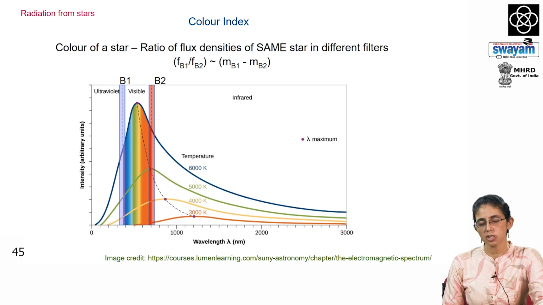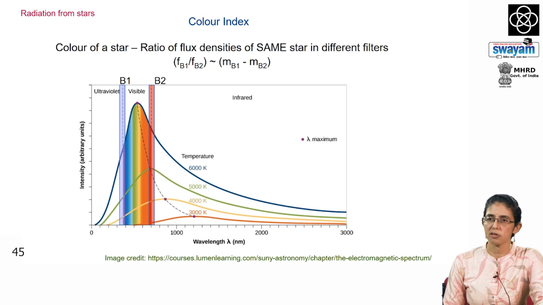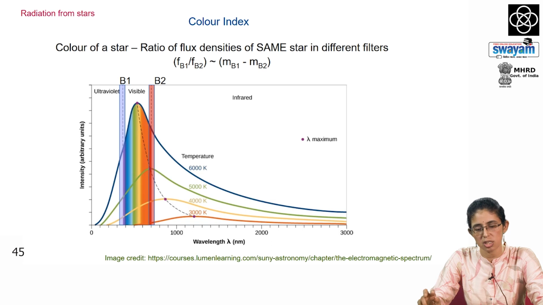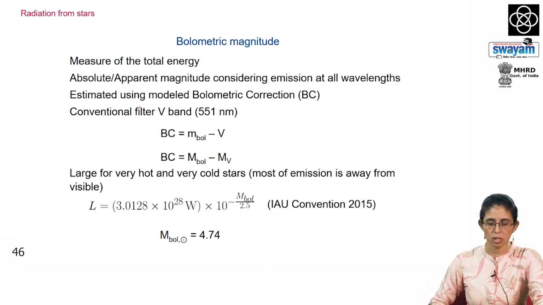Therefore, if one measures the magnitude of the same star in two different filters and takes the difference between them, that corresponds to the color of the star, as it corresponds to the ratio of fluxes. So, for a black body, this ratio of fluxes would be unique for a given temperature. Therefore, this color index, which is the difference in magnitudes in two filters, and also corresponds to the ratio of the fluxes, can be used to estimate the surface temperature of the star.